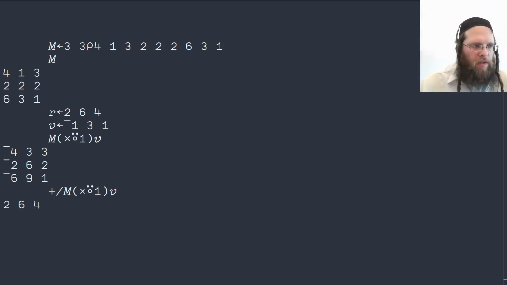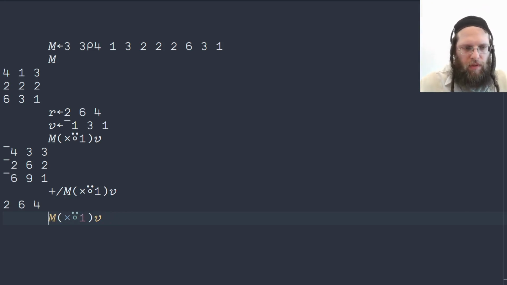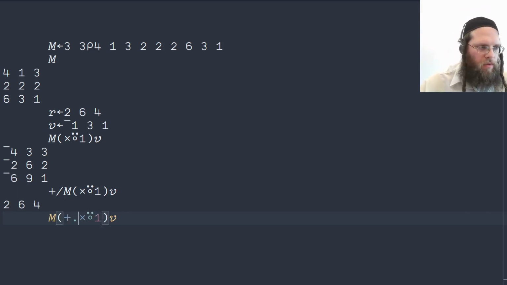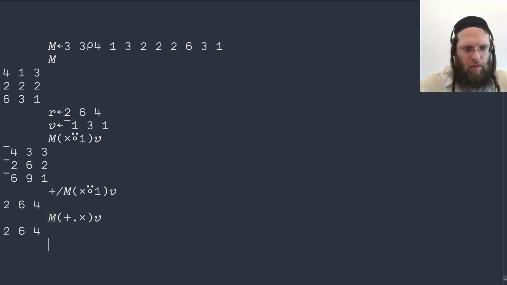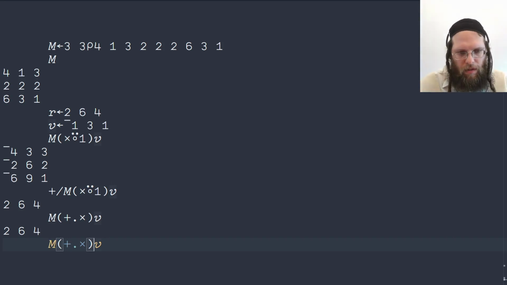We can write this a little bit neater as an inner product. And so the problem here is that we don't know this result, -1, 3, 1. We want to compute it. What we do know are these values 2, 6, and 4. So in other words, we want to find a v such that m plus dot times this value gives 2, 6, 4. That was right. It gives 264.